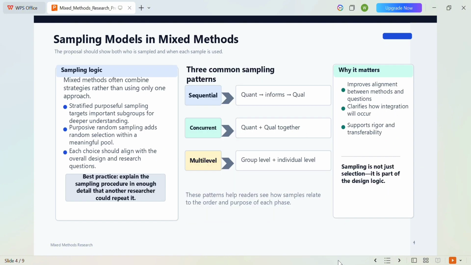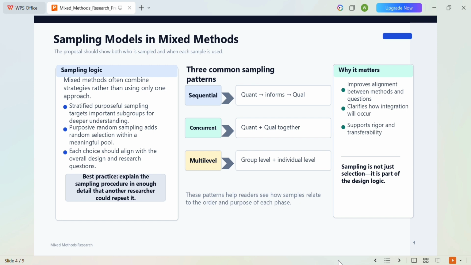Now we go for sampling models in mixed methods. Mixed methods research often combines sampling strategies. There are sequential strategies, concurrent sampling, and multi-level sampling.